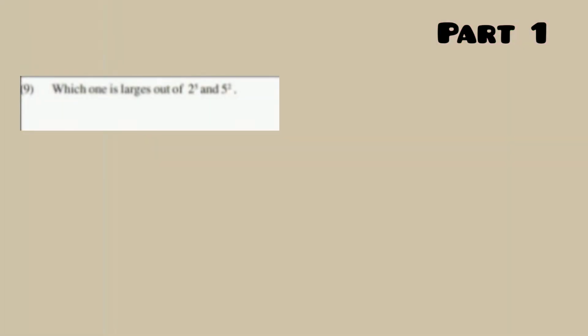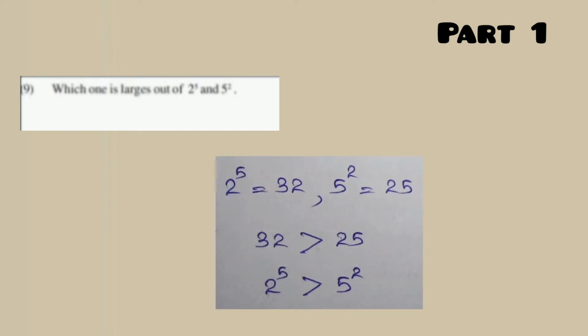Question number 9. Which one is larger out of 2 to the power 5 and 5 to the power 2? To get the values, we can expand the powers. 2 to the power 5 is equal to 2 into 2 into 2 into 2 into 2. So the answer will be 32. 5 to the power 2 is equal to 5 into 5. The answer will be 25. So the larger one is 32, that is 2 to the power 5.